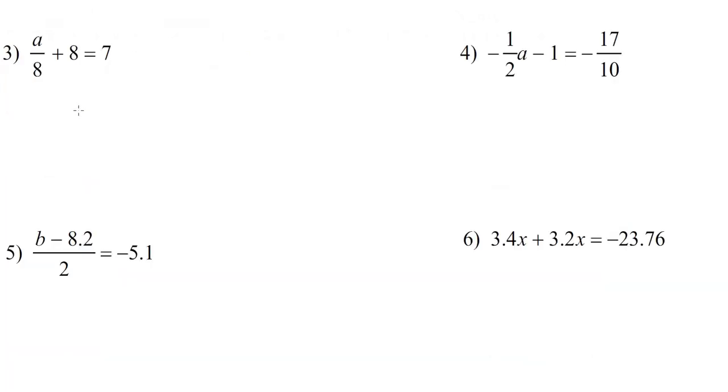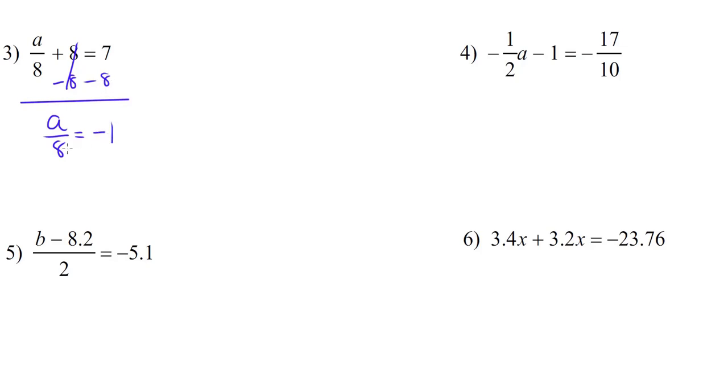On to number 3. Step 1, undo addition or subtraction. So we need to get rid of this positive 8. We're going to subtract 8 from both sides. On the left, the 8's cancel out, leaving us with a over 8. And on the right, 7 minus 8, different sign, subtract, and keep the sign of the bigger number. That is going to be negative 1.